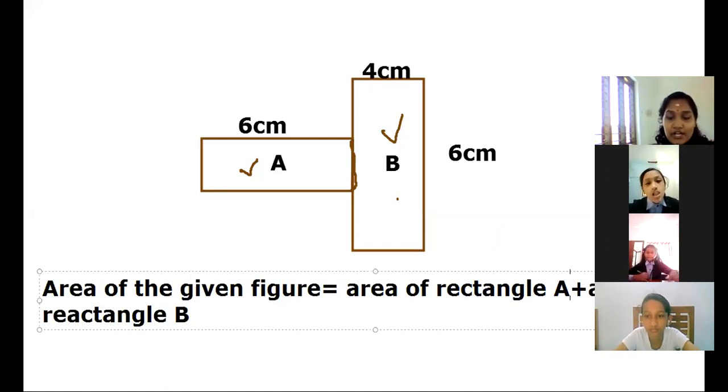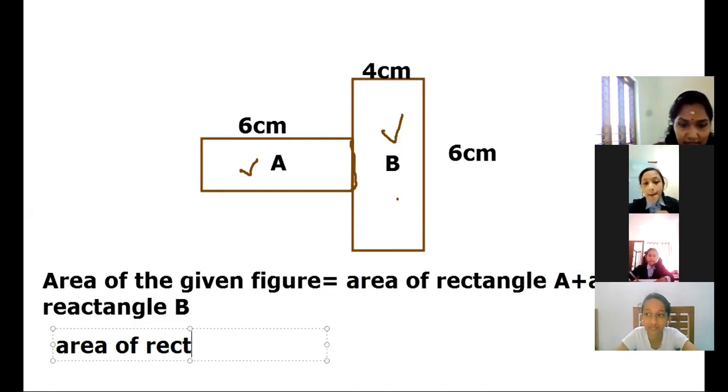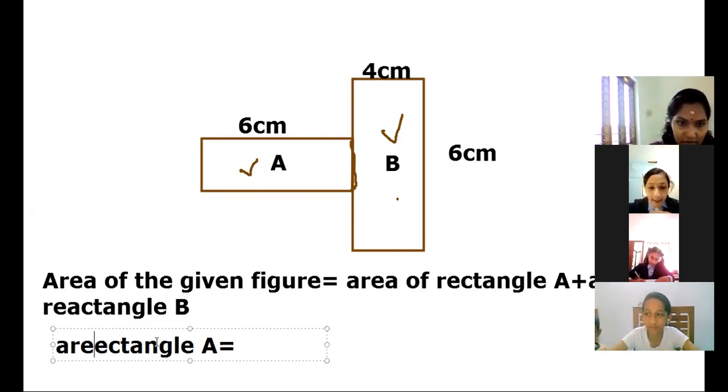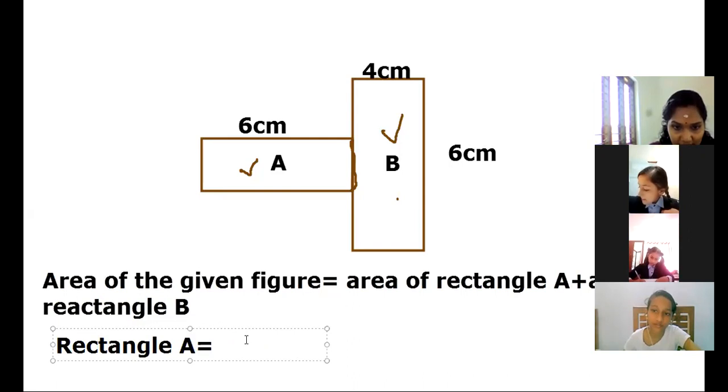Now, area of rectangle A. So we are going to find the area of rectangle A and area of rectangle B. Okay, we will find that too. Area of rectangle A. No, wait a minute. Let's start like this. Not area, rectangle A. Consider rectangle A. That's the first rectangle, right? When we consider rectangle A, what is the length here?